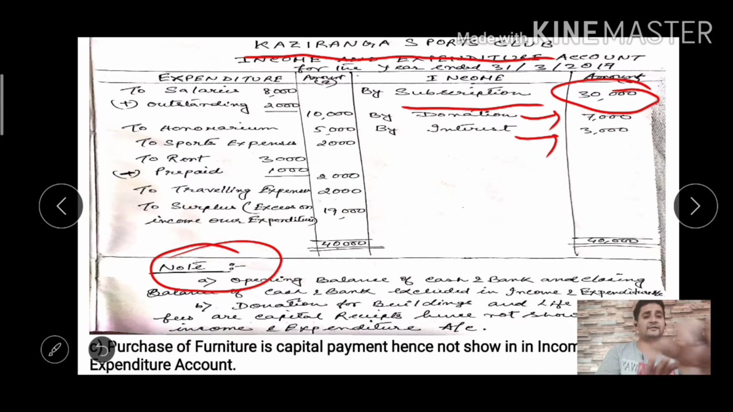So after you finish the income and expenditure account, you have to provide notes on which items are excluded and why we excluded those items. You have to give this in the note column. You have to remember this always. So this is the income and expenditure practical problem.